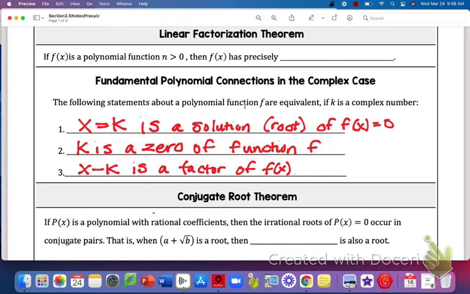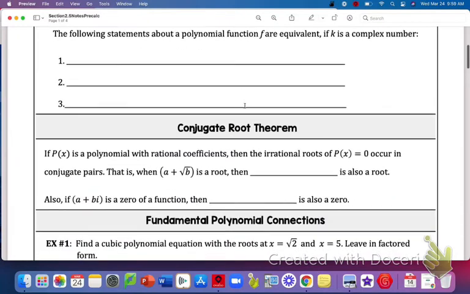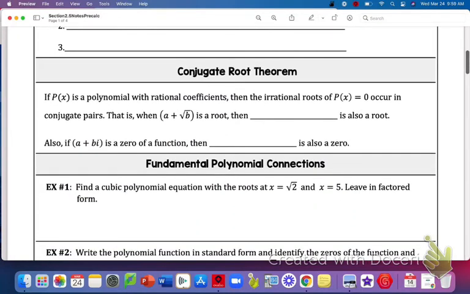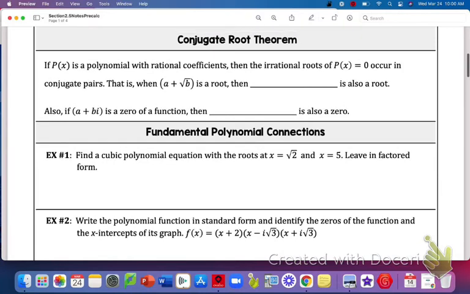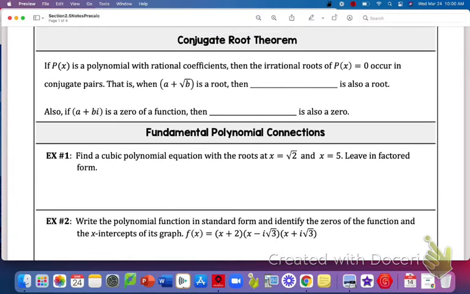So this gets us into the conjugate root theorem. Remember back when we were simplifying and verifying trig functions, the conjugate of 1 minus sine of x was 1 plus sine of x. The same thing applies when we're talking about complex numbers. So if p of x is a polynomial with rational coefficients, then the irrational roots of p of x equals 0 occur in conjugate pairs. So irrational roots will always be in pairs.